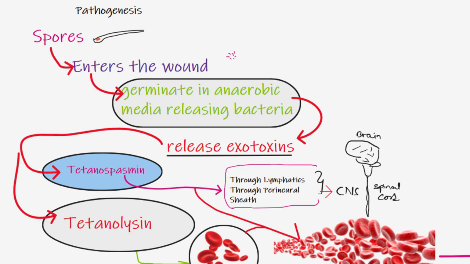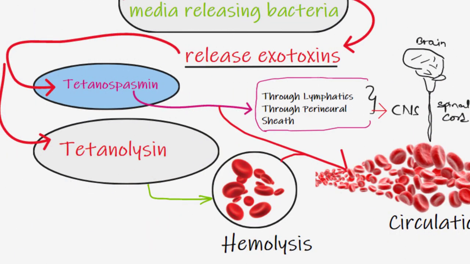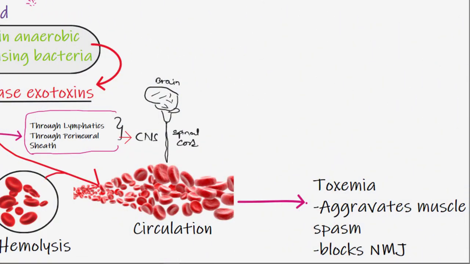In tetanus, these exotoxins are in the form of tetanospasmin and tetanolysin, as I had already mentioned. Lyse means to break down, and hence the toxin tetanolysin starts breaking down the RBCs in the circulation, which is a process called hemolysis. In the same way, the tetanospasmin too reaches the circulation, and in both of these cases, a condition called toxemia, which means toxin in blood, is caused. These toxins now reach the neuromuscular junction and block it, which exaggerates the muscle spasm episodes.